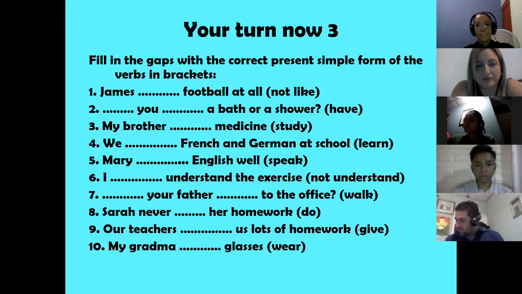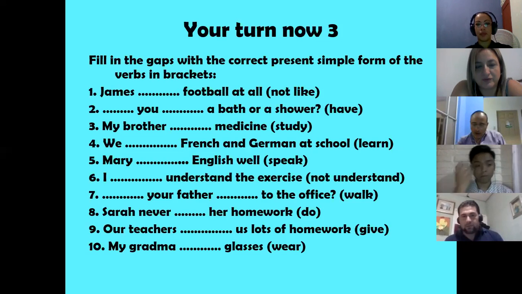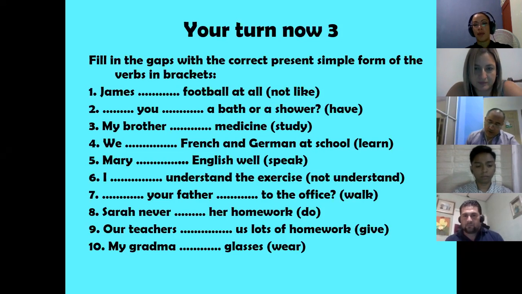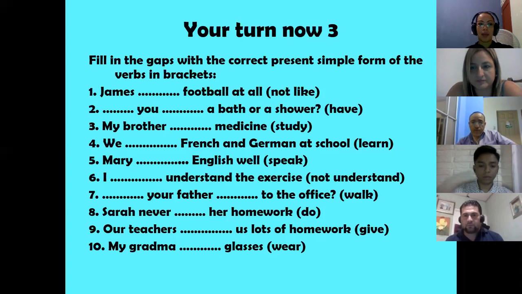Number 7. Does your father walk to the office? Ahí vamos a usar does, porque el papá es tercera persona singular. Does your father walk? Y el verbo walk no lo cambiamos, ¿verdad? Porque estamos usando el auxiliar. Cuando se usa does, el verbo no se cambia. Solo hacemos ese cambio en oraciones afirmativas. Okay.